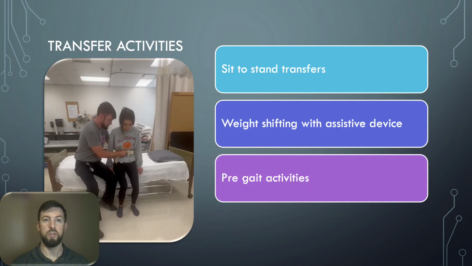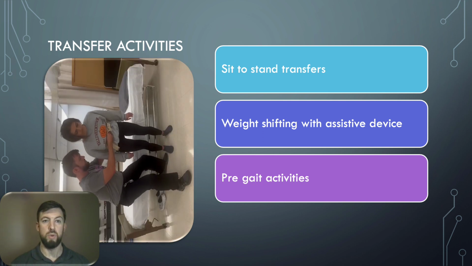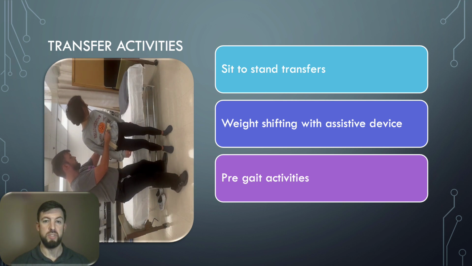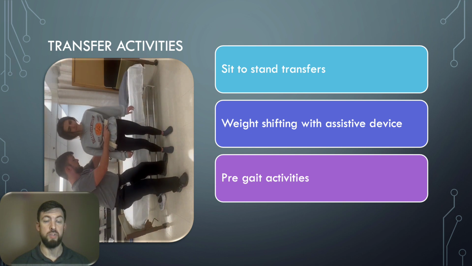Transfer activities can include sit-to-stand transfers, weight shifting with assistive devices, and pre-gait activities. Resistance can be applied to sit-to-stand transfers to help the patient weight shift more onto one side during the activity. Weight shifting with the assistive device, you can also apply resistance with this if they are having trouble weight shifting onto a particular side, or if they are weight shifting too much to one particular side.